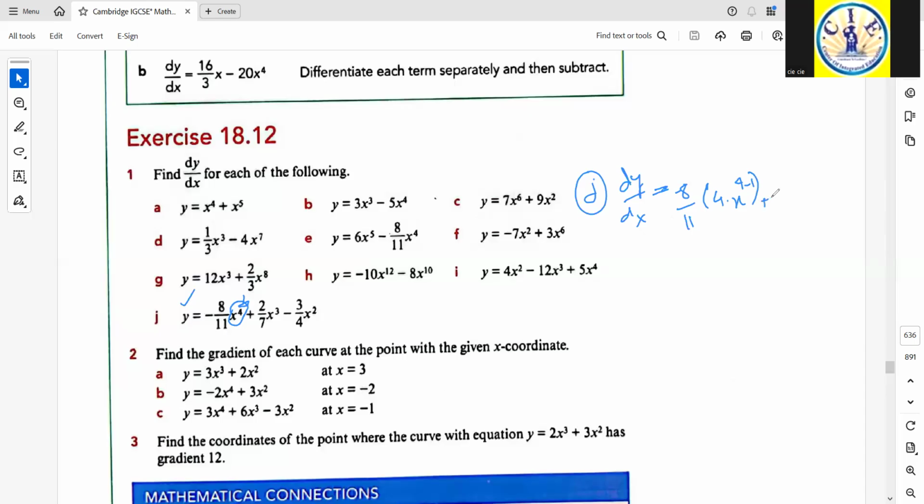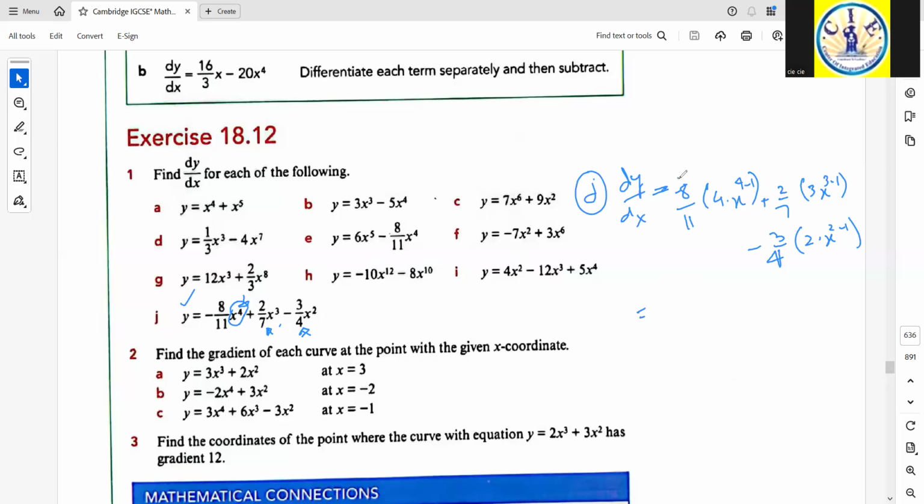Okay, now for the next term, 2 by 7 being written as it is, and then for x cubed, I can write it down 3x raised to the power 3 minus 1, then negative 3 by 4 remained intact, and then for x square I can write it down 2x raised to the power 2 minus 1.